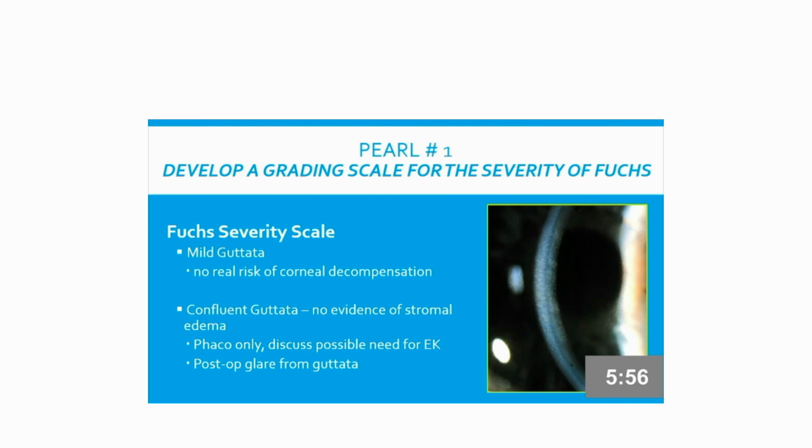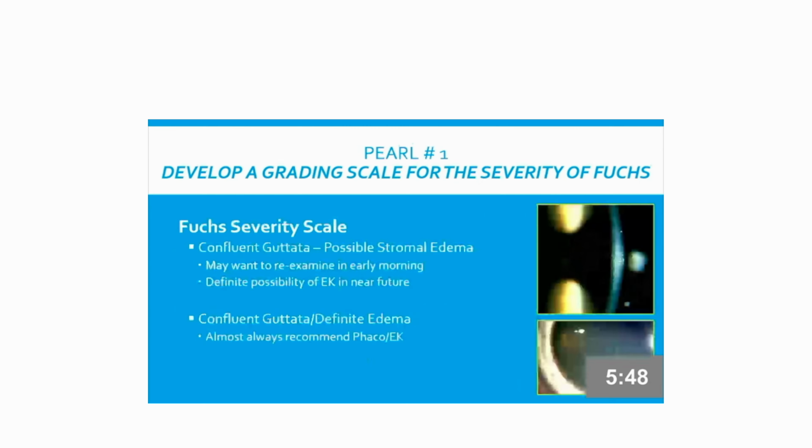patients are going to have some postoperative glare. There is a trend, however, to think about maybe doing a procedure to get rid of the guttata in some of these patients with increased visual needs, and we'll talk about that. And then the next stage is confluent guttata with possible stromal edema, and your charge when you see this more advanced case is to decide if they have edema or not, because if they have stromal edema, you almost always are going to recommend a phaco and endothelial keratoplasty.